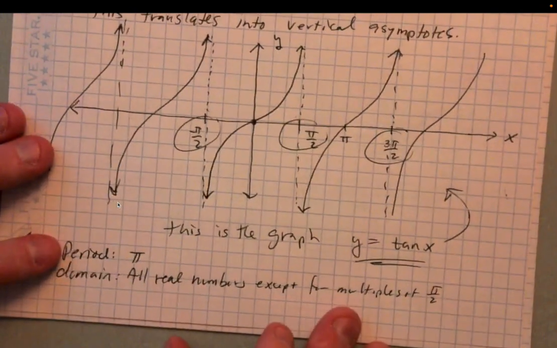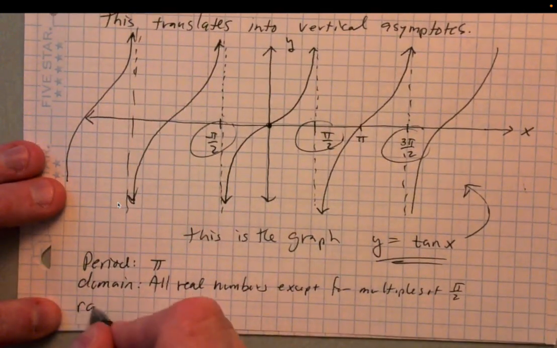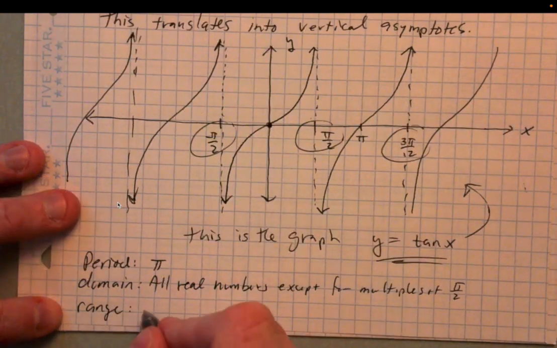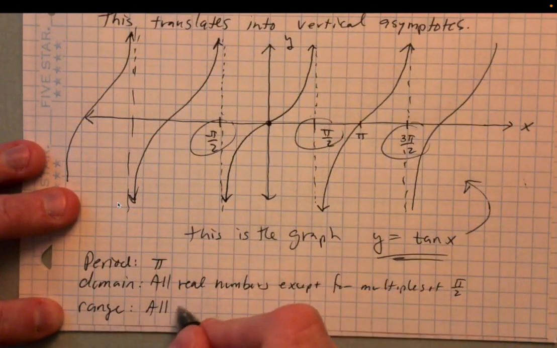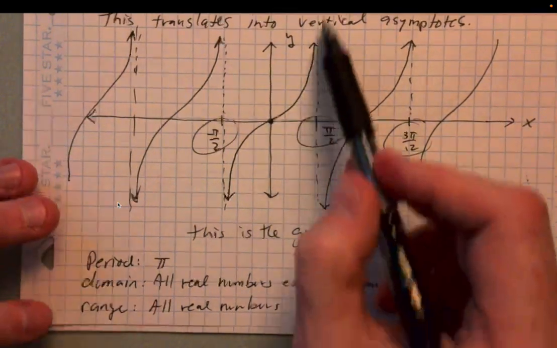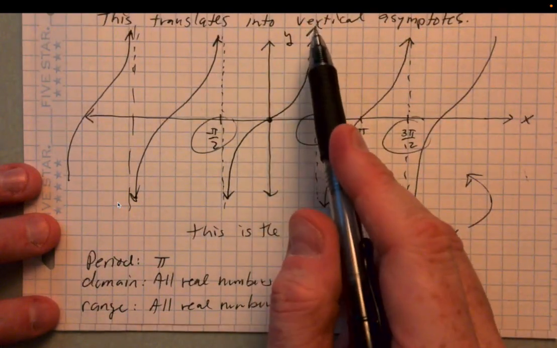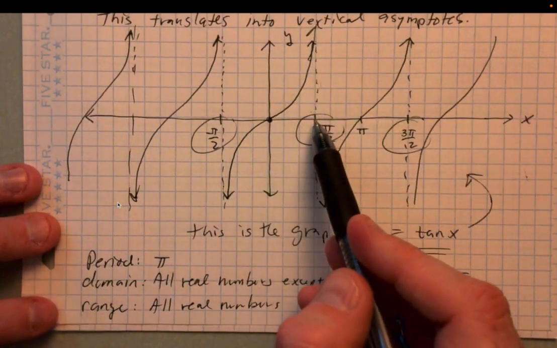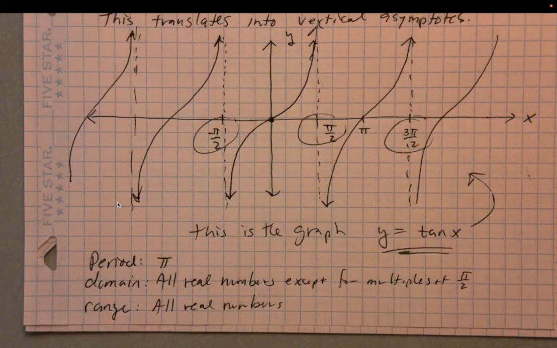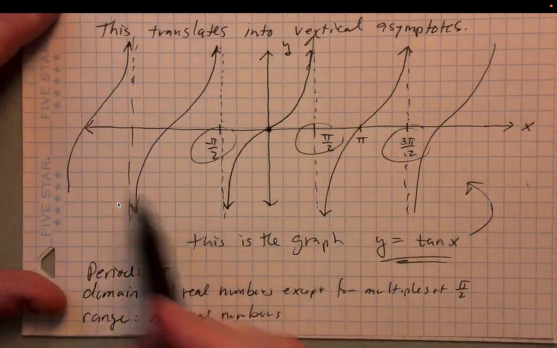And what about the range? Well, the range is all real numbers. We can see that by looking at this. There's no real number that this is not going to reach, as it goes to infinity. To get a really large number, all I have to do is get really, really close to a multiple of pi over 2. All right, and so that's kind of an intro to the tangent function.